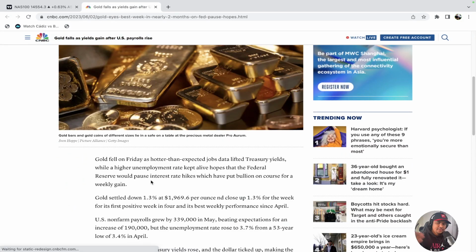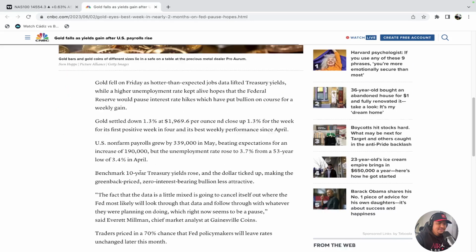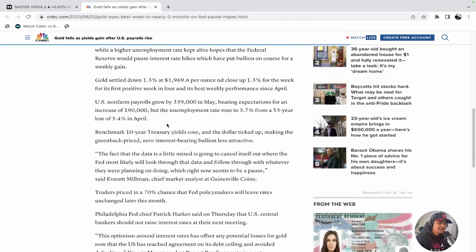Now, obviously, because of the negative correlation between the index and gold, precious metals and commodities, we expected that move to take place here. It says gold fell on Friday. I don't know, it probably didn't read the memo. It fell on Friday as more jobs came through.